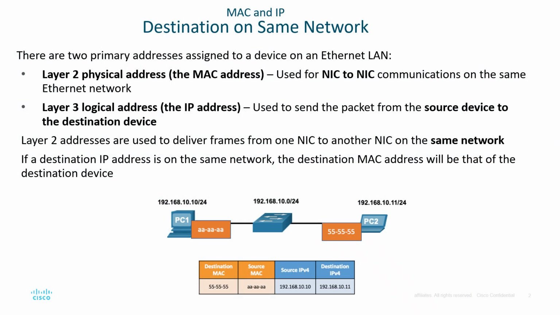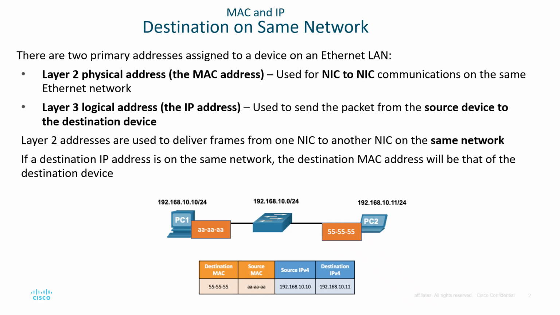Now, there are two primary addresses assigned to a device on an Ethernet LAN. The Layer 2 physical MAC address is used for NIC-to-NIC communications on the same Ethernet network, so again, handled by your switch. And then there is the Layer 3 logical address, the IP address, used to send the packet from the source device to the destination device. And your router is the one that uses that address.